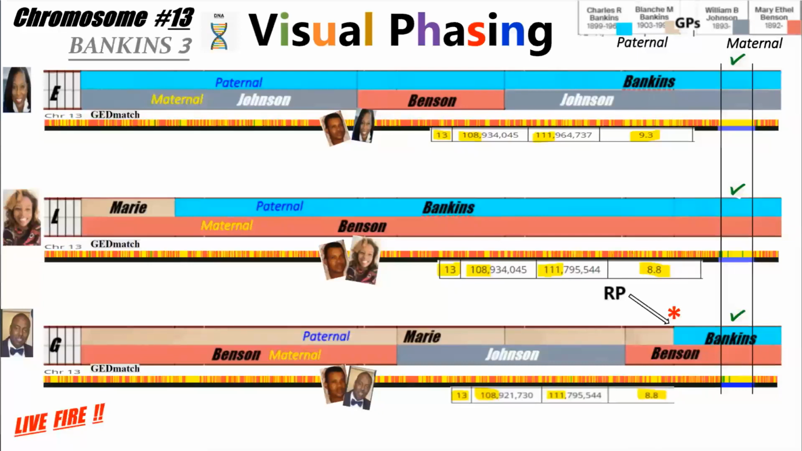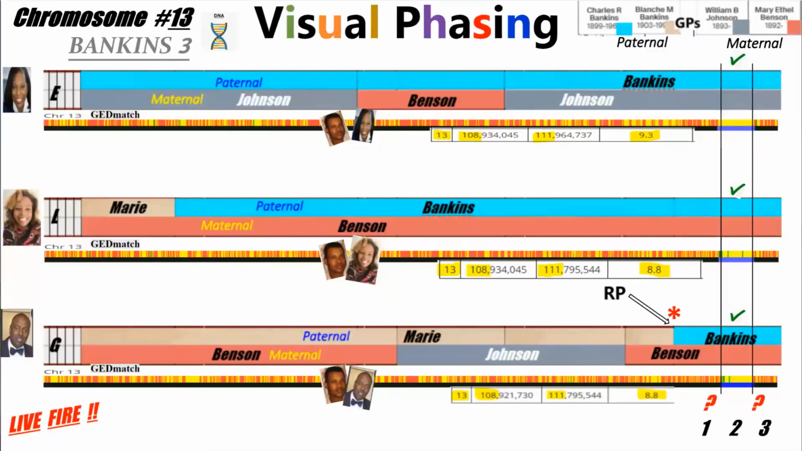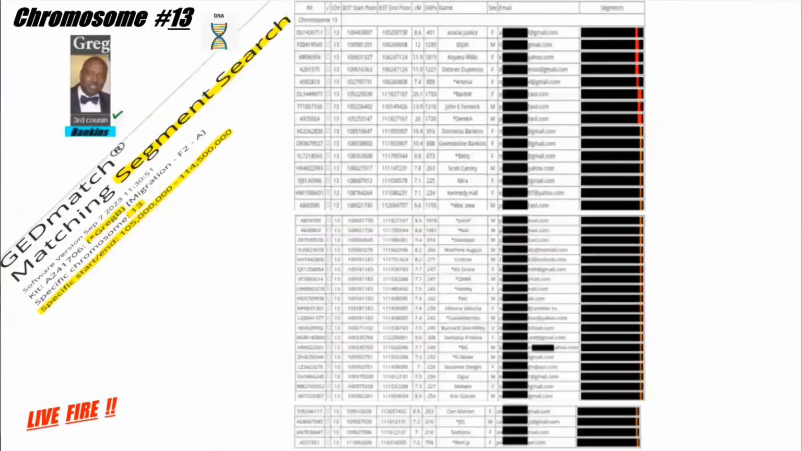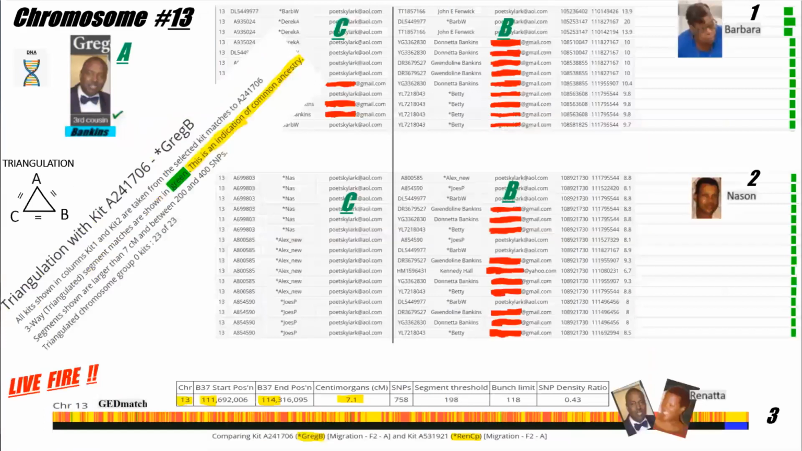So if I take the match that Nason has and look at it against all of the Bankins 3, we can now go through a couple of processes where the first thing I want to do is a segment search to vacuum up any individuals that might be in the vicinity of this match that I'm studying. So we do the segment search. Then I want to do a triangulation in the area to see if any of these individuals, like my cousin Barbara and my brother, who's in what I call group 2, pull up.